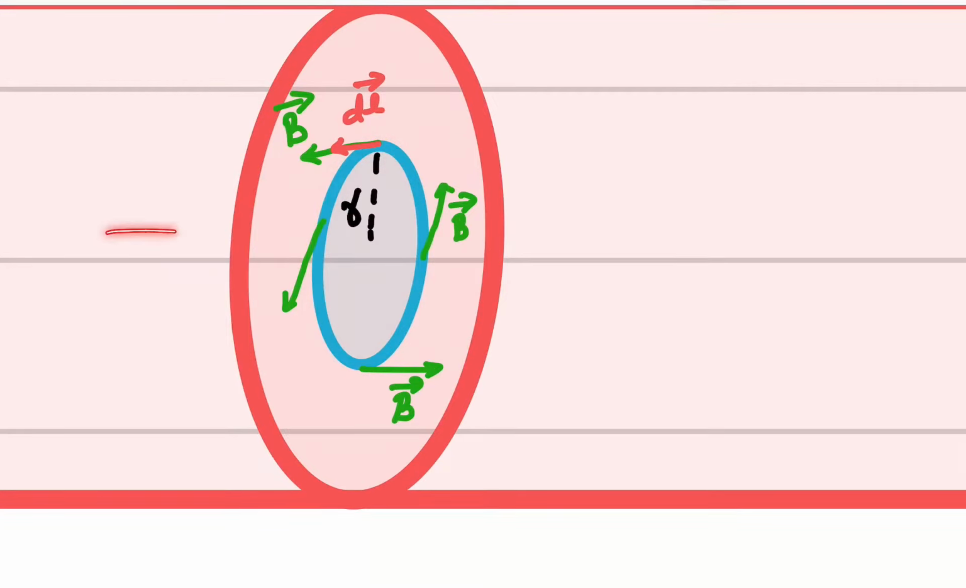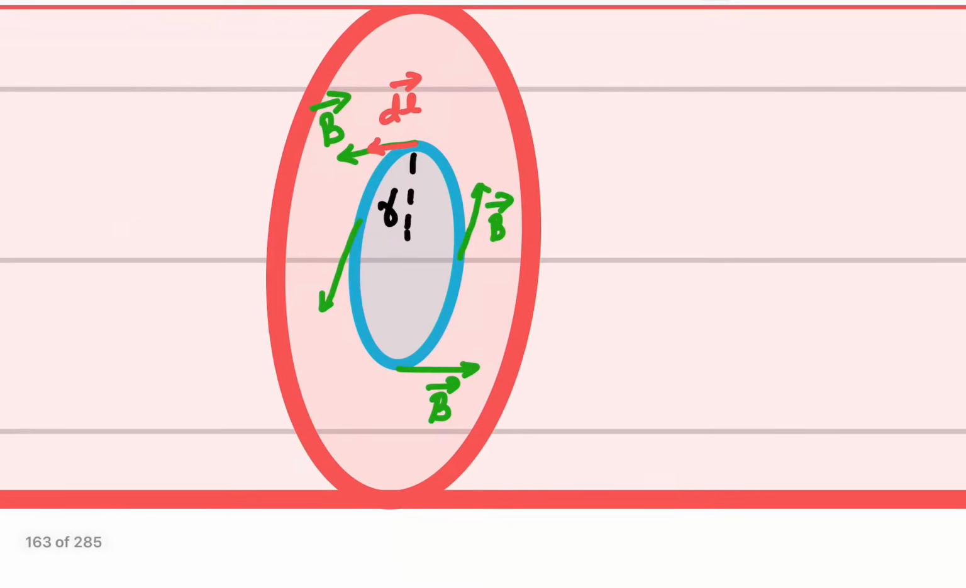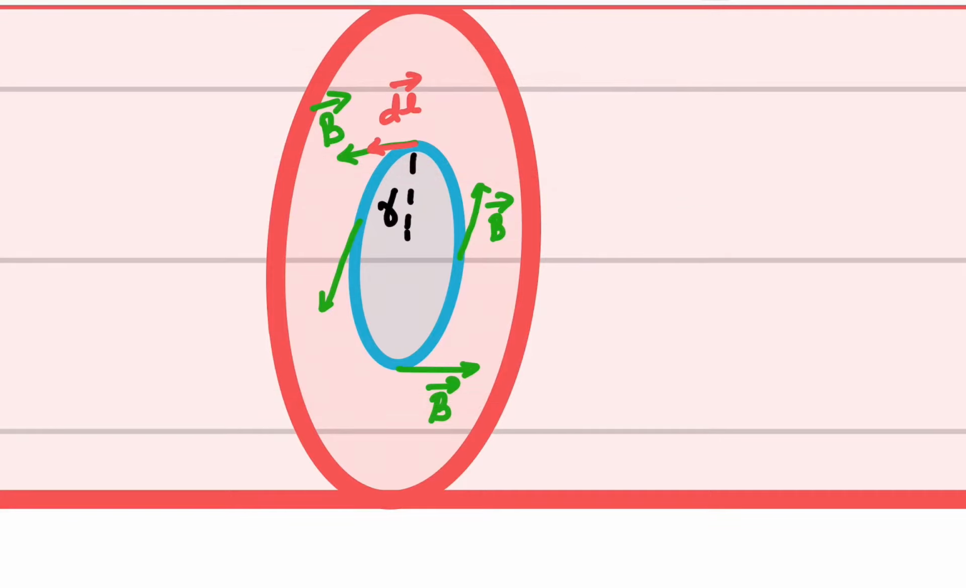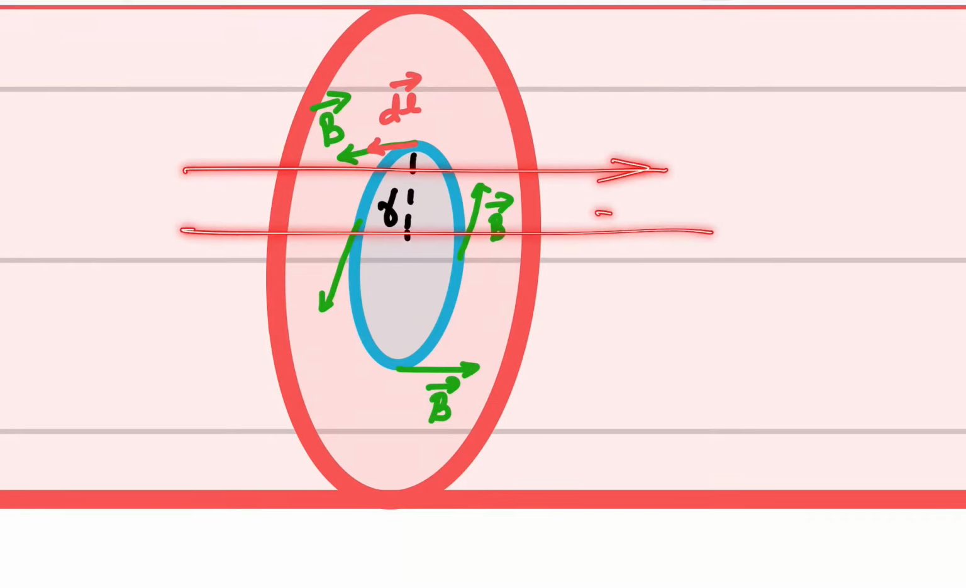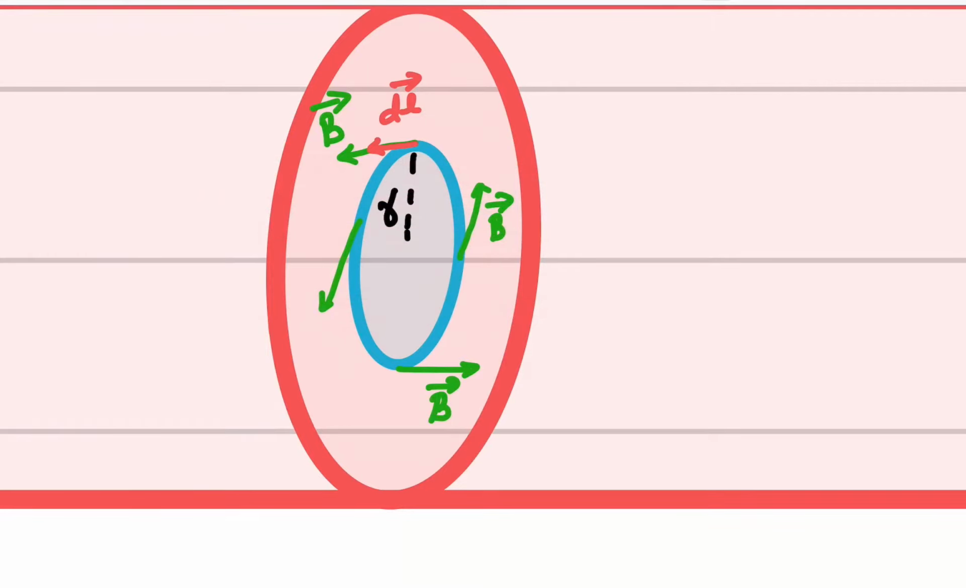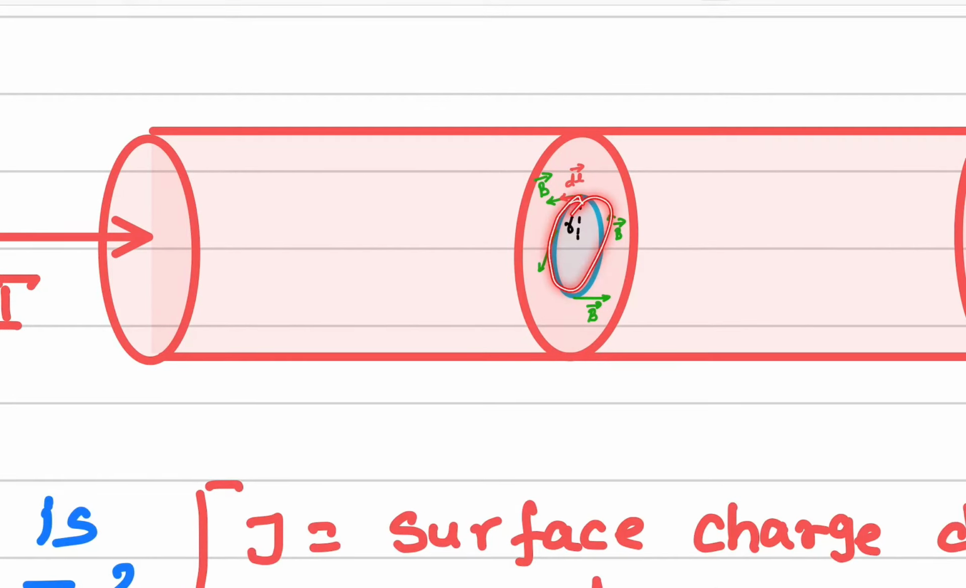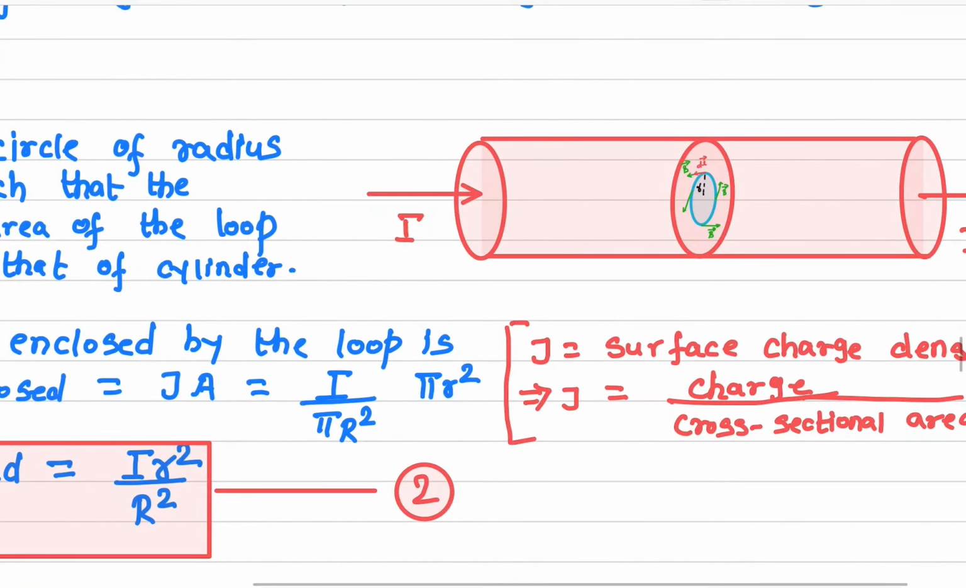Not all the current is passing through this one. There is some current that is passing outside the loop here. Only a fraction of the current passes through this loop, not all the current. There is some current passing outside the cylinder, outside this Ampere loop. So the first thing we have to do is find out how much current is passing through this loop.